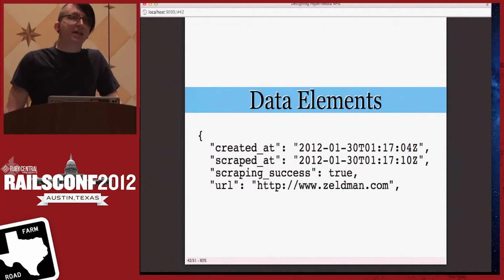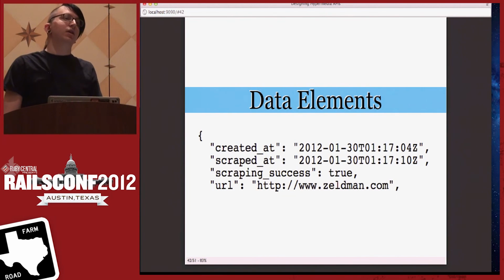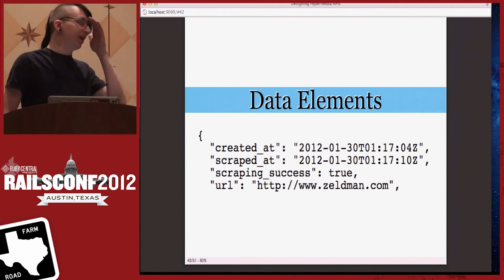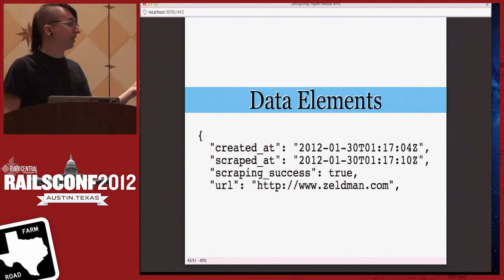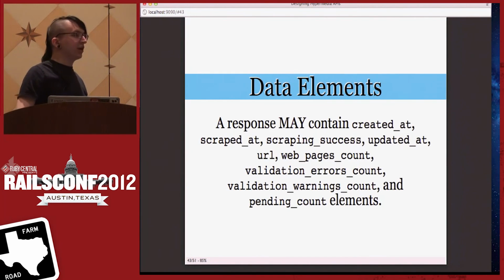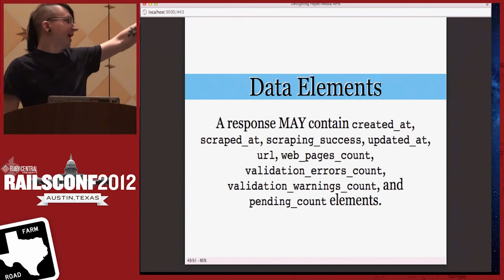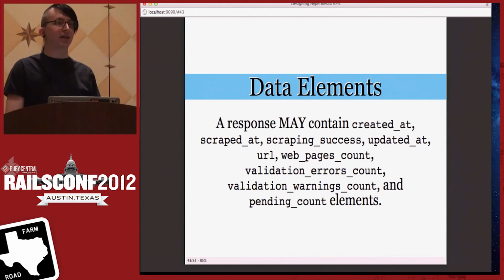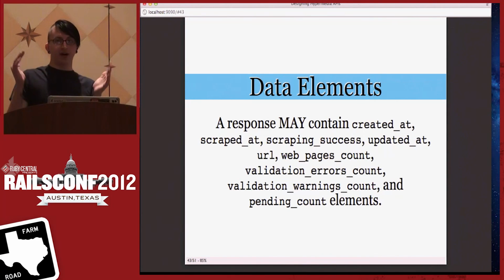So we're going to need all these data elements from our JSON before, right? We're going to need to know when it was scraped, if it was successful, what information comes back. So we need to address those elements. And so in our media type definition, we want to include some language like this. A response may contain created at, scraping address, and all these things. And we would say, here's the stuff I'm going to give you.